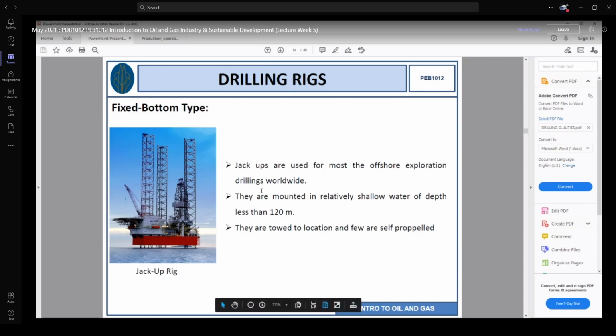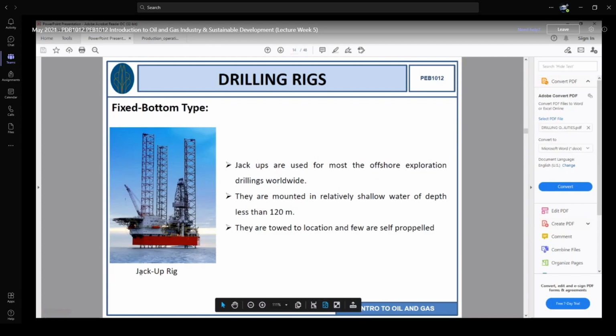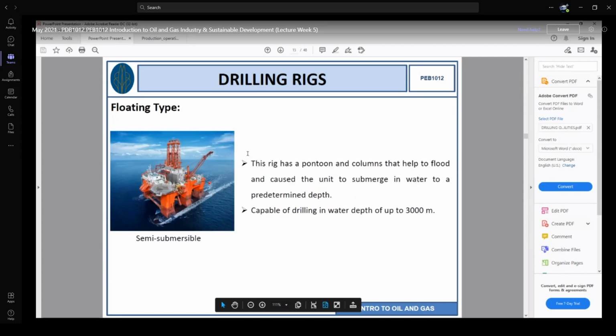Let's continue. Up to 600 feet we can go with this jackup rig, which is a fixed platform type rig. The next rig is a floating rig. This is not the fixed rig. Fixed means it is fixed at the bottom of the seabed. But the floating rig is not connected or fixed at the bottom of the seabed. They are actually floating on the water.